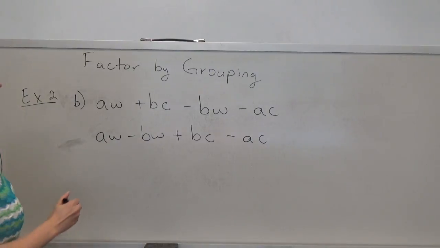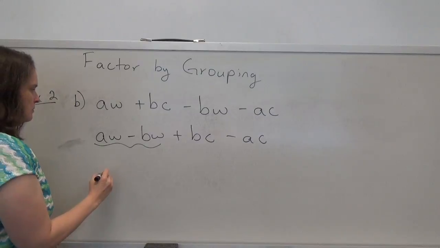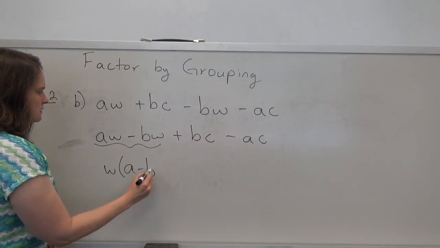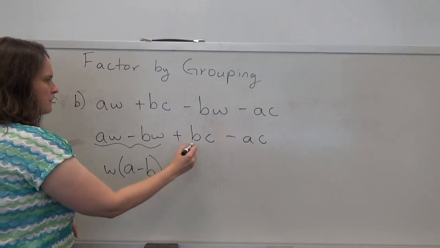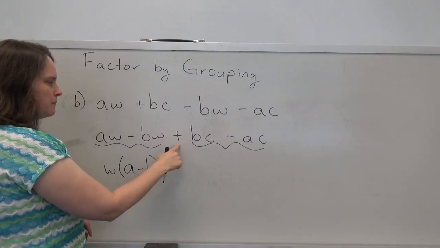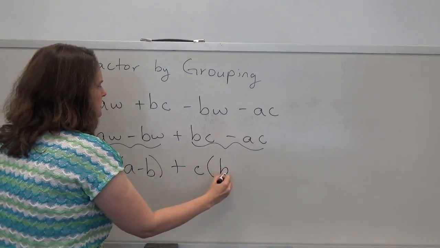Okay, now if I look at my first 2 terms, I'll see I've got a common factor of W. So go ahead and remove W. That leaves me with A minus B. Over here, I've got a common factor of C. So with this being positive, I'm going to bring down my plus, and I'm going to factor out C. That leaves B minus A.